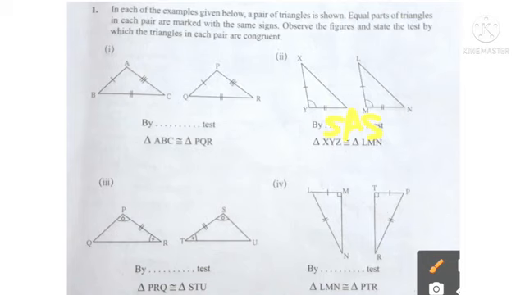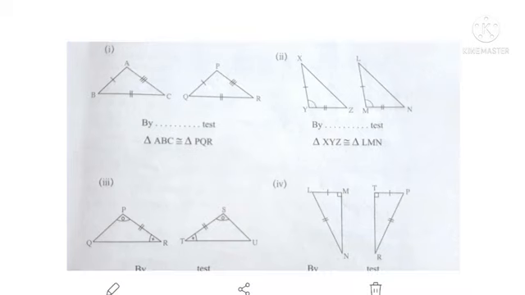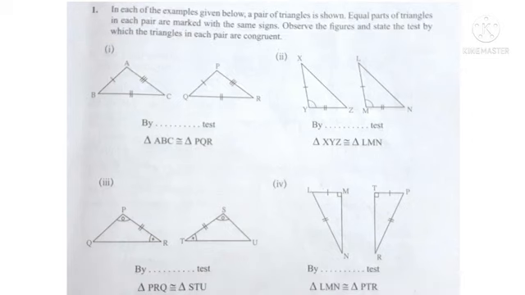Okay. Similarly, third example. See in the third example, angle P is congruent to angle S, angle R is congruent to angle T, and PR is congruent to ST. So here see in triangle PQR, two angles and the side between them are there, and in triangle STU, two angles and the side are there. So the test name is ASA test.